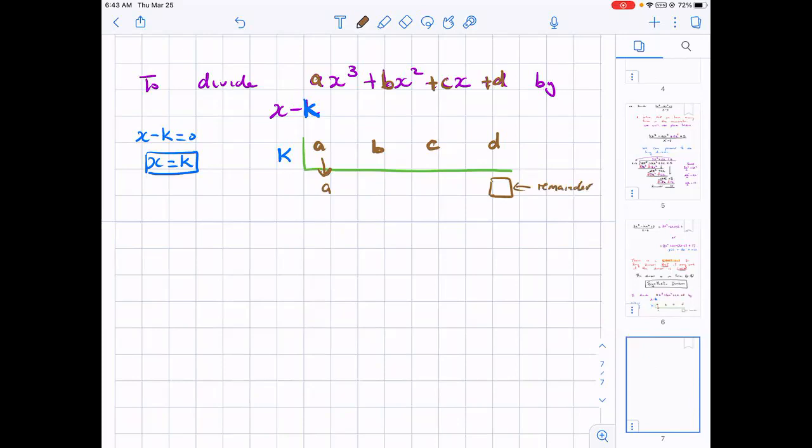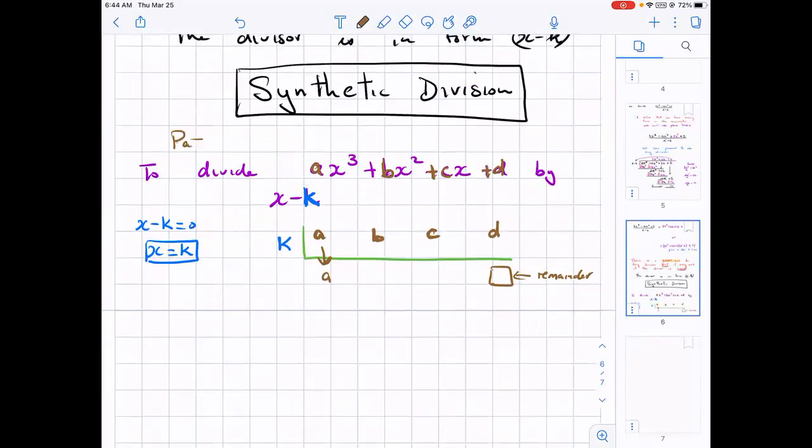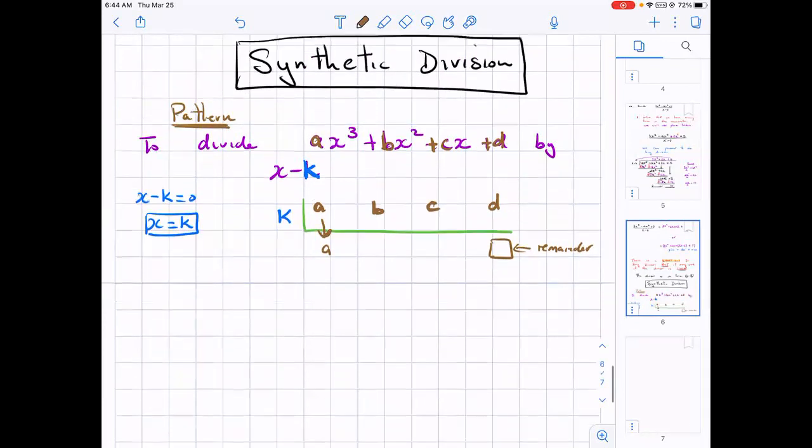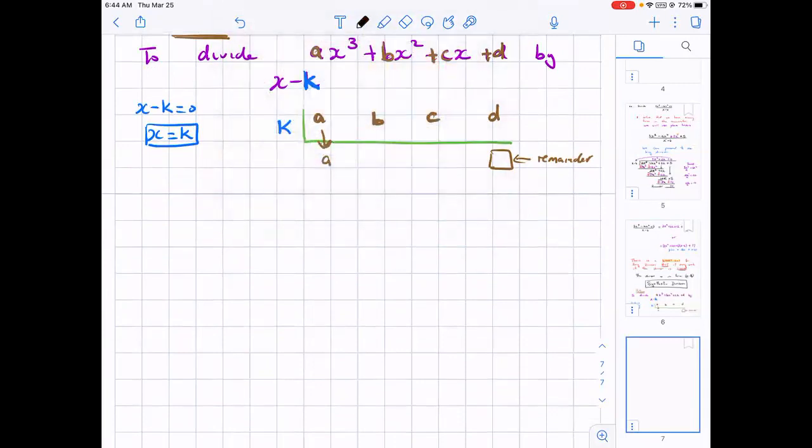So this is the pattern we'll use. It may look confusing, but it's not. You will see in a minute that it's not very confusing at all. Okay, so let's look at an example, because in math, examples always bring things out for us. So let's now use synthetic division.